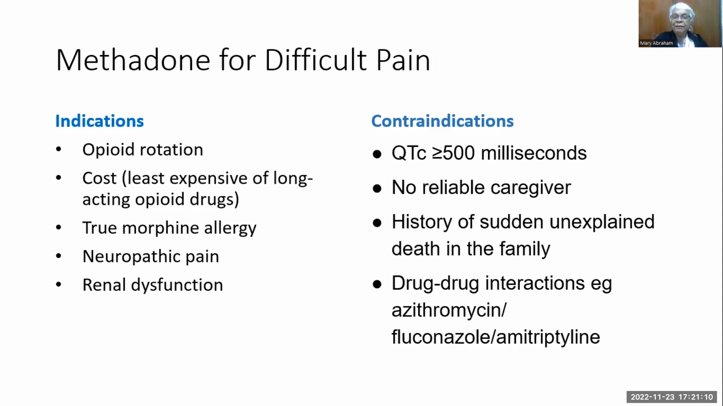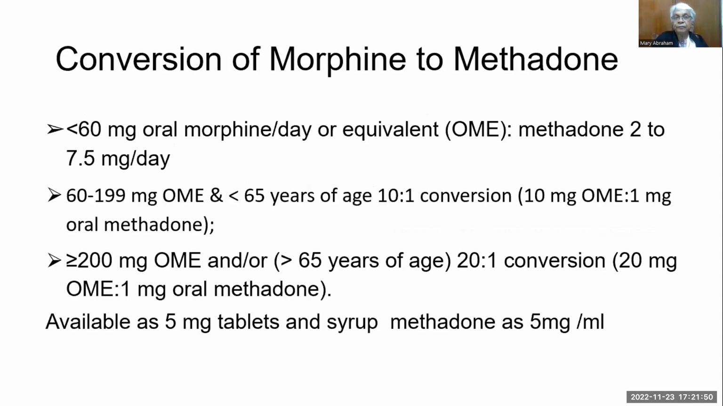So what are the indications of methadone? This will also be done when you're doing strong opioids, I think it has already been covered, so it may be a repetition for you. The indications are opioid rotation. It's one of the drugs that you can use. It is relatively inexpensive. When there's true morphine allergy, you may have to give methadone. In neuropathic pain and in renal dysfunction, it is particularly useful. But the contraindications, like I said: when the QTc is prolonged on the ECG, then you should avoid it. Or if there's a history of sudden unexplained death in the family, or there is no reliable caregiver, or there could be drug-drug interaction with azithromycin, fluconazole, and amitriptyline.